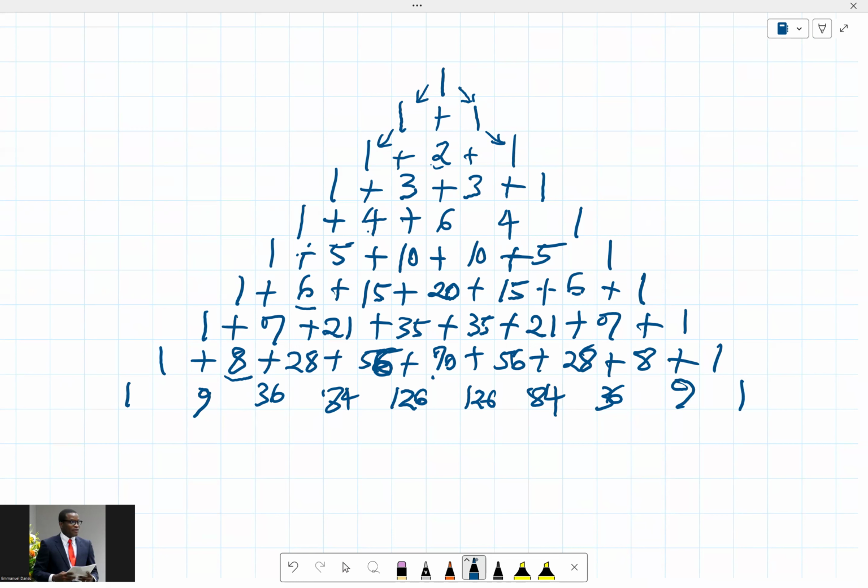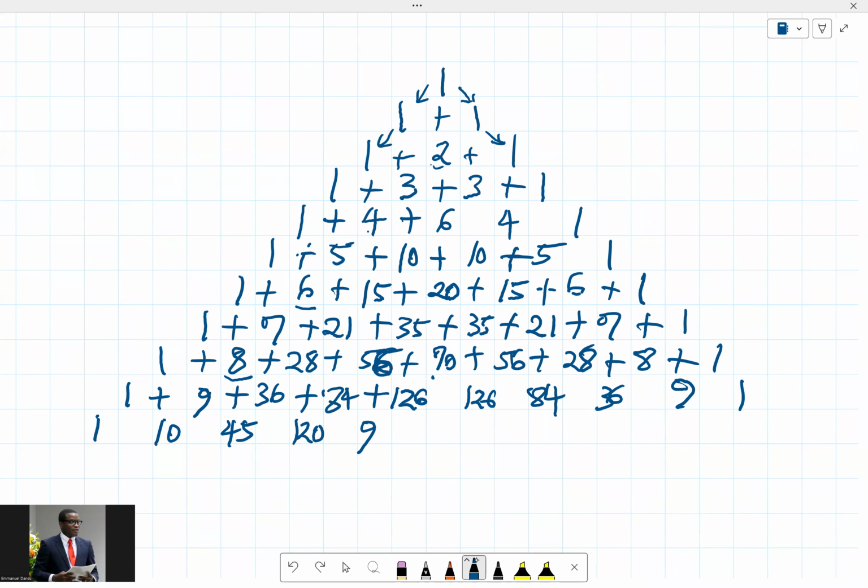Then if you have power 10, 1. 1 plus 9, 10. 9 plus 36 is 45. 36 plus 84 is 120. Yeah, this is 120. 84 plus 126 again. 84 plus 126 should be 210, I believe. Yeah, that should be 210, because 126 plus 84 is 210.